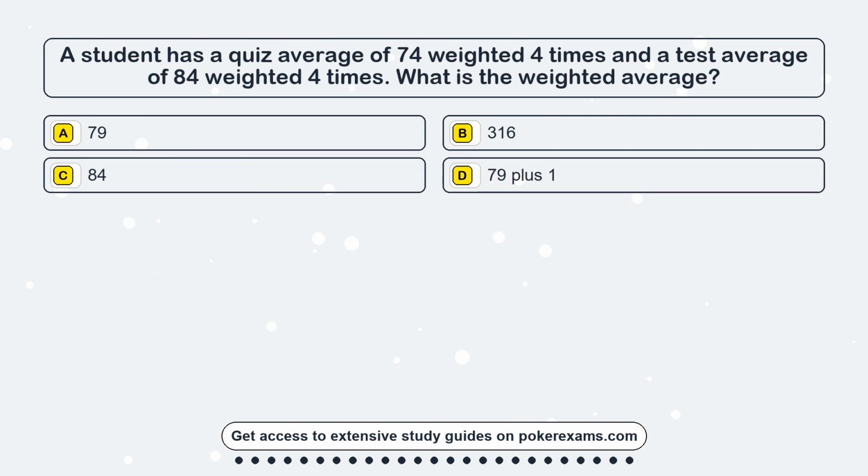Question 20. A student has a quiz average of 74 weighted 4 times and a test average of 84 weighted 4 times. What is the weighted average? Option A 79. Option B 316. Option C 84. Option D 79 plus 1.